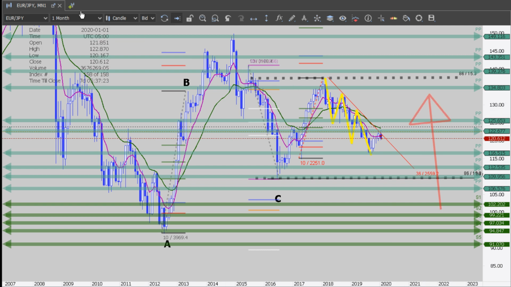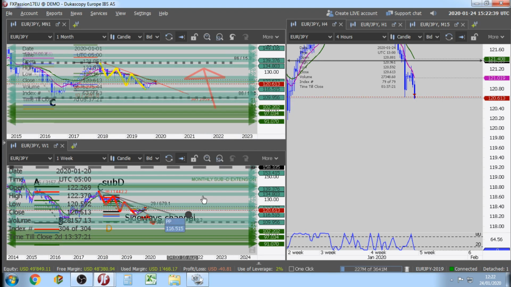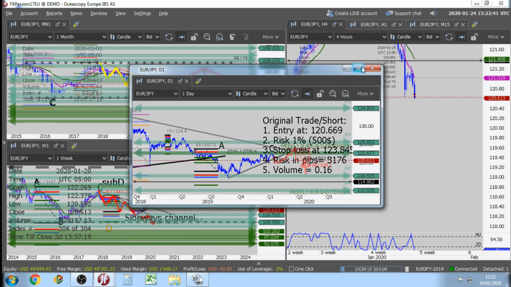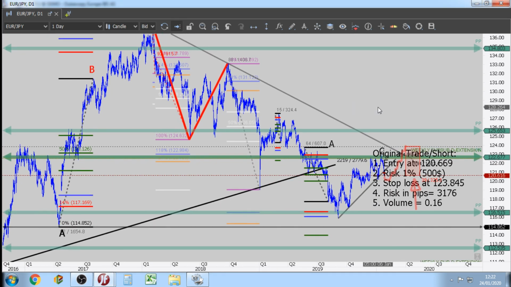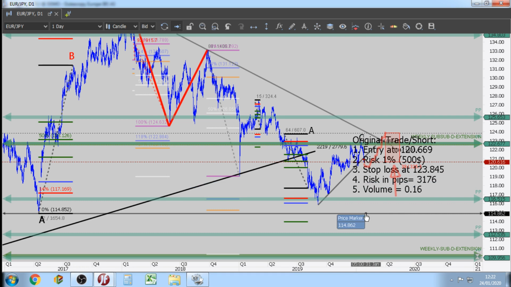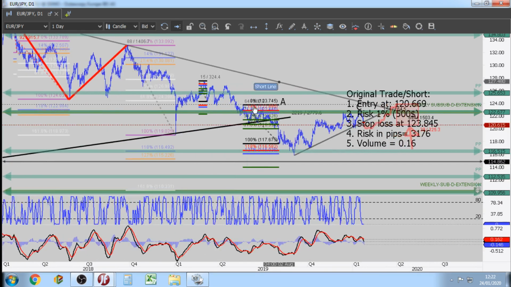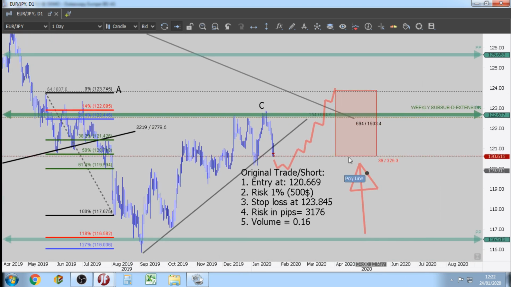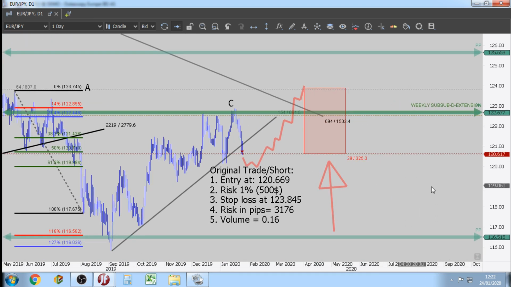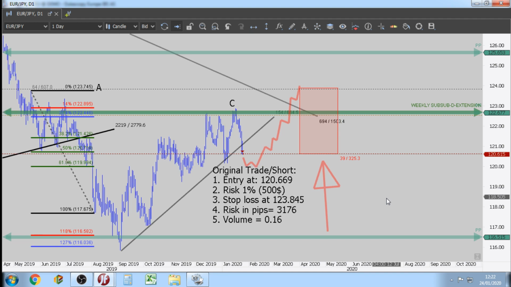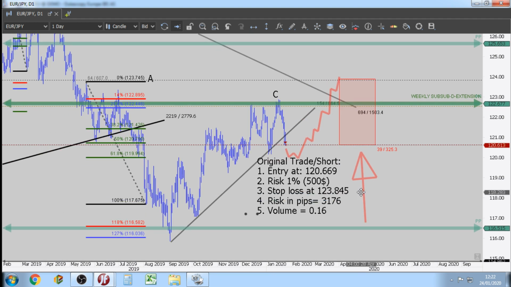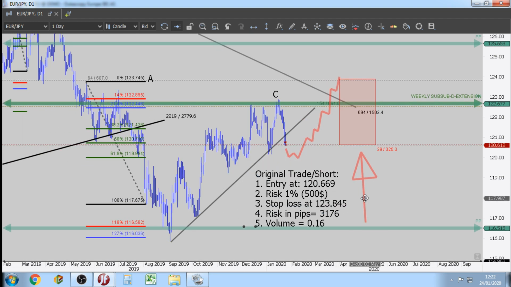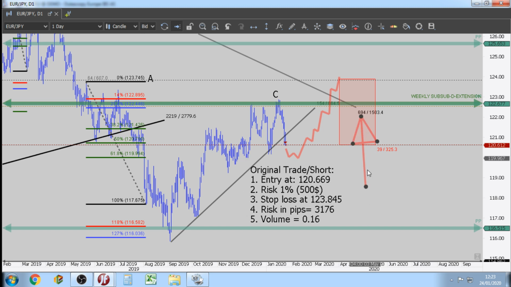So before I'm going to hedge, I need to know what I'm doing. Okay, trade what you see. I'm short because I see a triple top, I have a down structure, the market is reacting to the weekly sub-D extension, so I'm short. Now, if I'm wrong, how can I protect myself, right? How can I protect myself not to sustain the 1% risk?